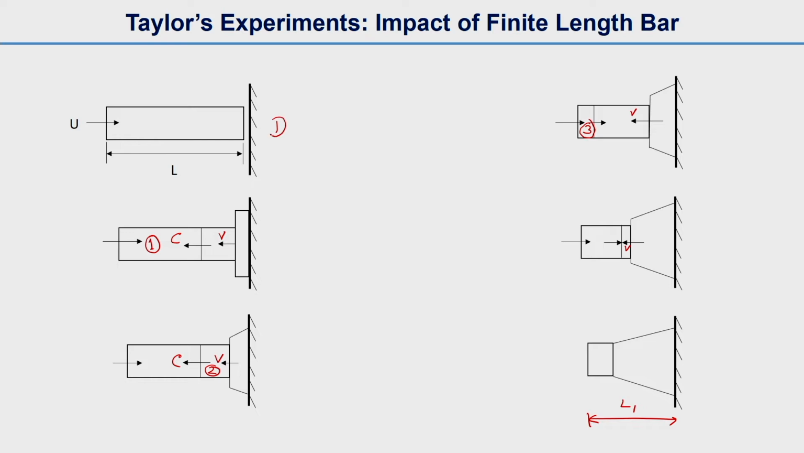Basically, what we have here are different steps of the sequence: number 1, 2, 3, 4, 5 and 6. We remember that C is the elastic wave velocity, and the plastically deformed part in sequence step number 2 will move at a velocity v, which is the plastic wave velocity.